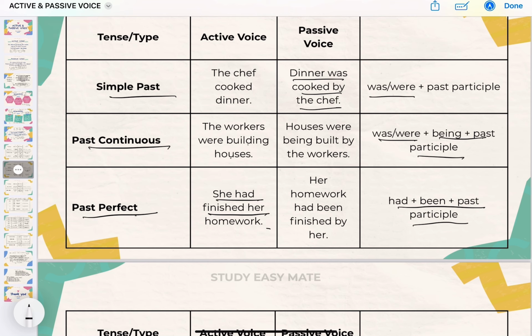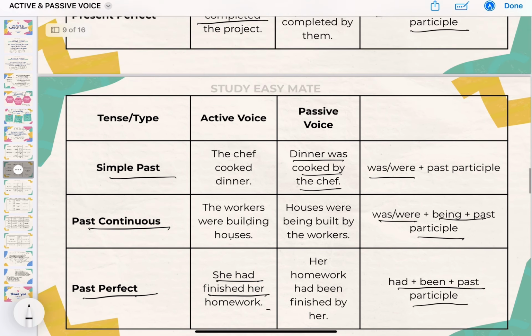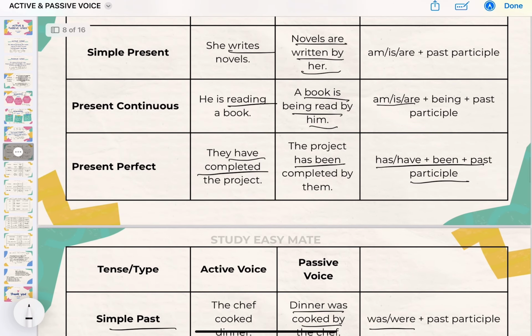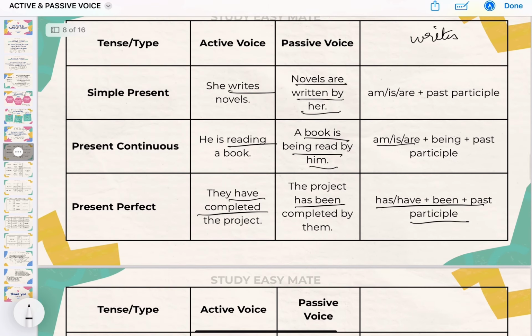In past perfect: she had finished her homework. Her homework had been finished by her. So here, the teacher has explained the concept clearly. The concept has been explained clearly by the teacher. Try to remember one example perfectly so that you can relate it to the question and answer it perfectly.